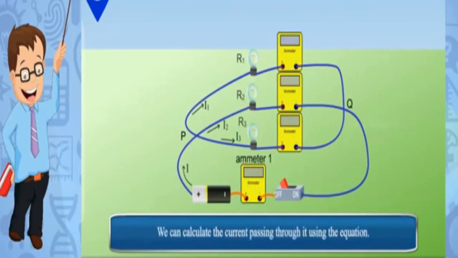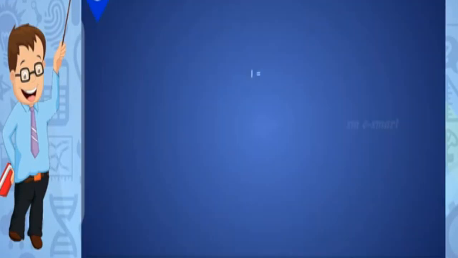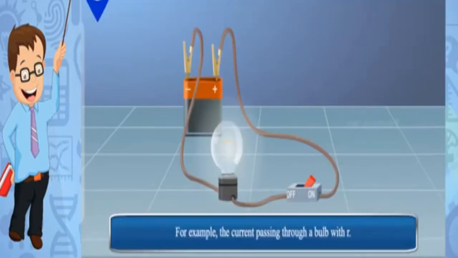If we know the value of resistance of the electric device, we can calculate the current passing through it using the equation I equals V by R. For example, the current passing through a bulb with resistance R.